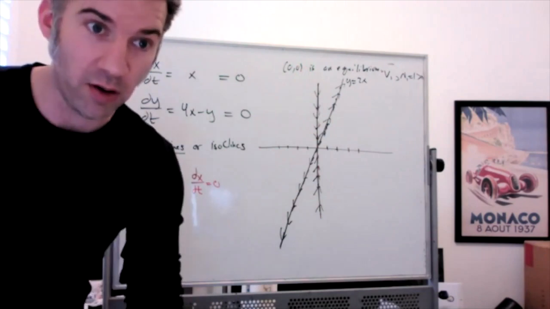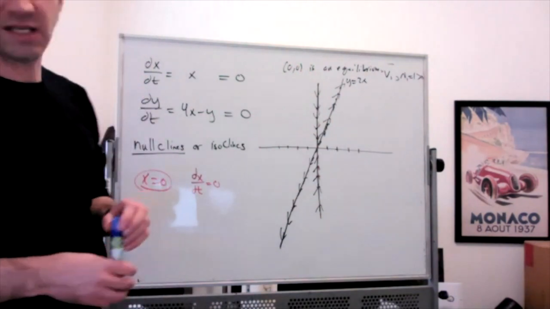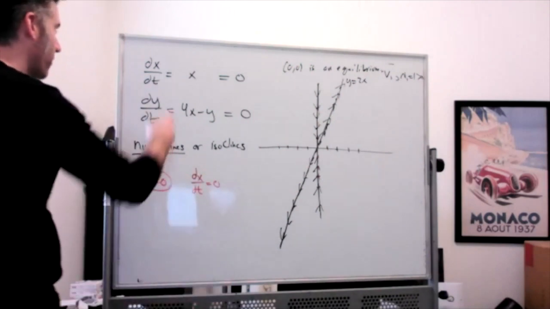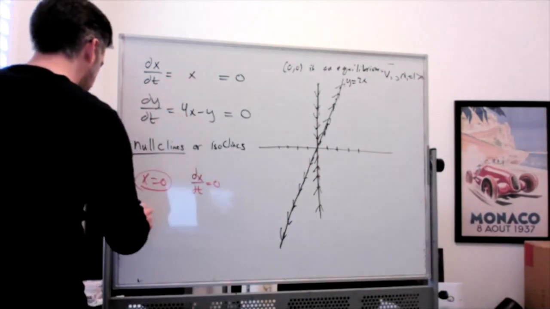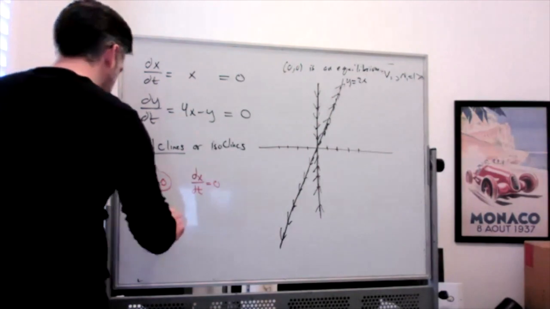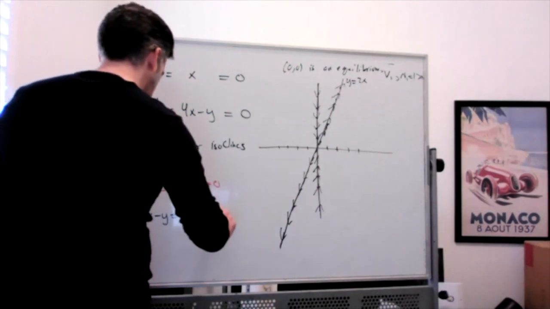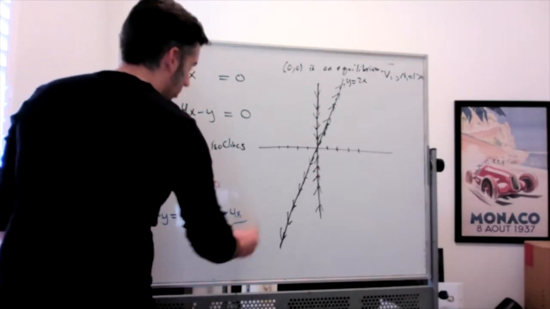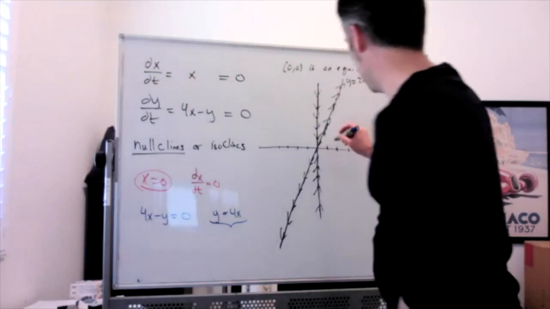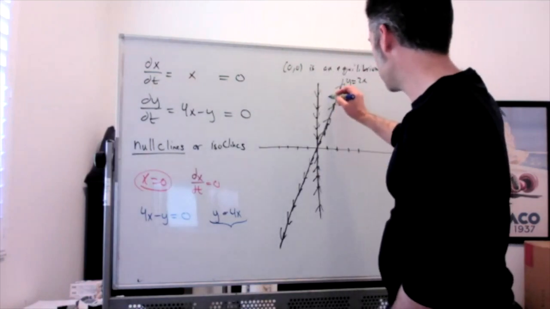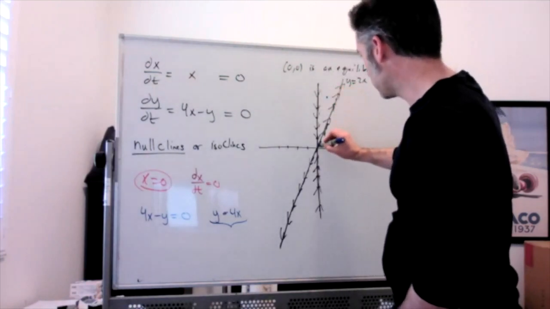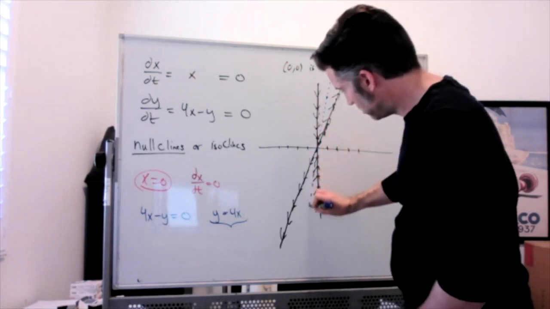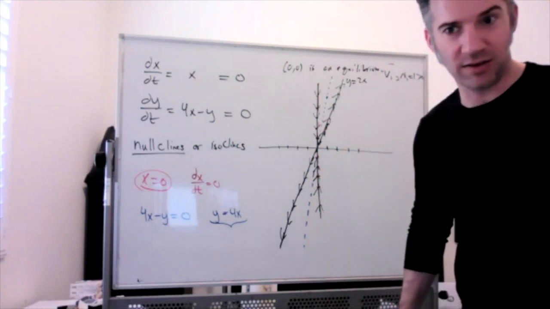Let's look at the other. I knew I made this steeper than I wanted to make it, so my picture's going to look a little bit funky. For the other isocline, we're going to set 4x minus y equal to 0. So we're going to get y equals 4x. This line, y equals 4x, is pretty steep. It looks like this. Sorry, my lines aren't perfect.